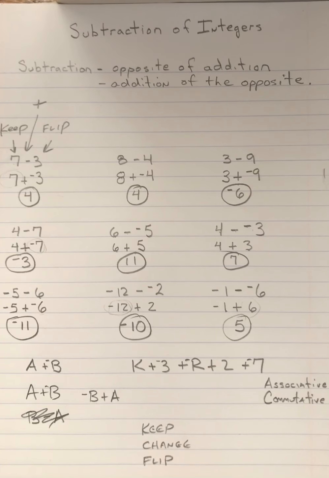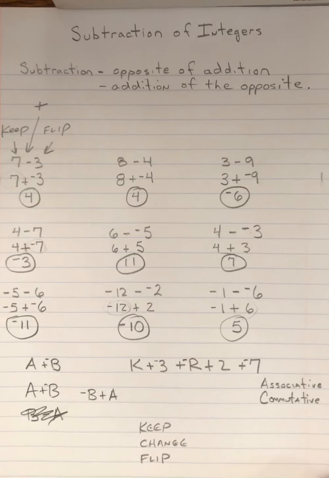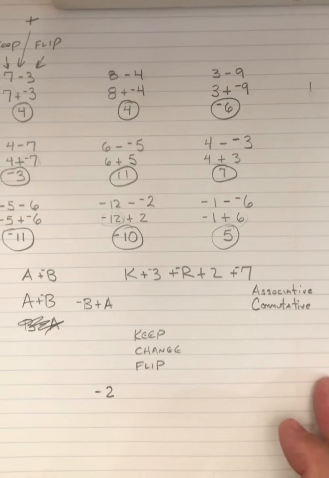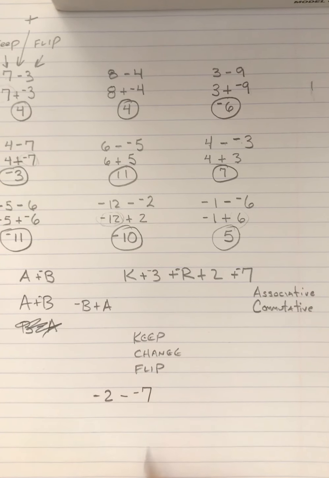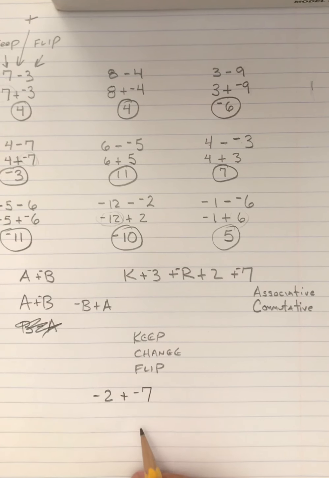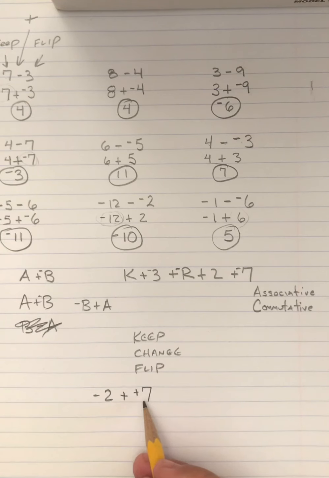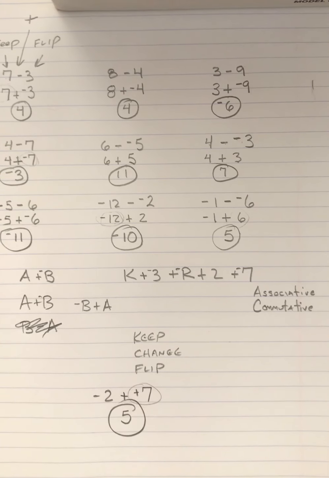Okay, one last example. Negative 2 minus negative 7. Okay, so I'm going to keep the first number, change to addition, change the sign of the second number, and now I have negative 2 plus 7. I'm using my addition rules. I'm going to add these two together by subtracting because they're different. So I do 7 minus 2 is 5, and I keep the sign of the larger absolute value. So this is a positive 5.